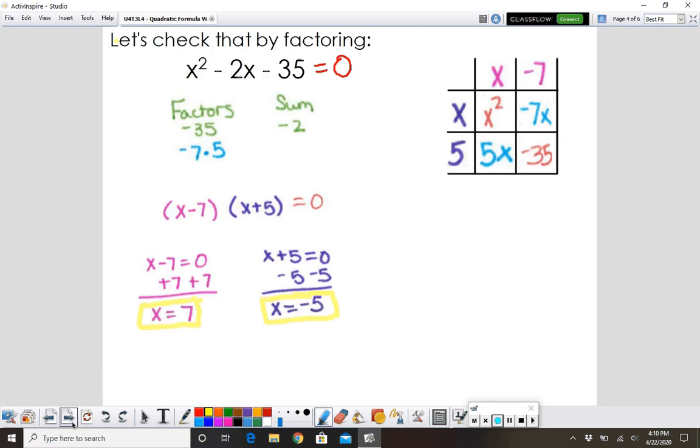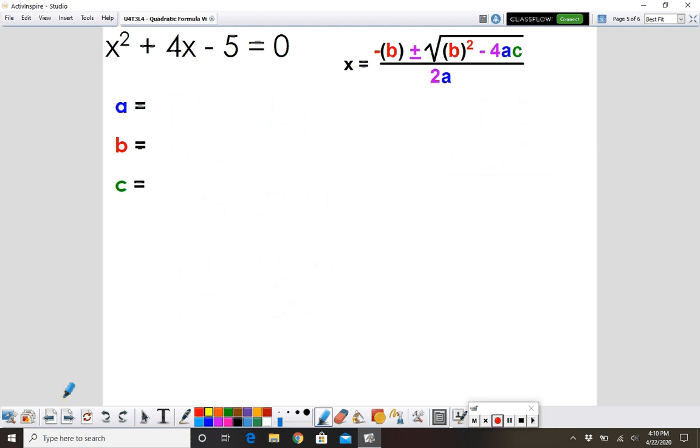So sometimes if factoring looks straightforward to you and you see your factors, it's easy to do, you can use this method. But there might be times when you can't figure out how to factor it, or maybe you were never really comfortable with factoring, that you might want to use the quadratic formula. The quadratic formula will work all the time. Okay? So let's just do 2 more practice problems together.